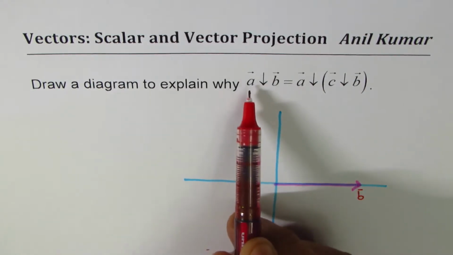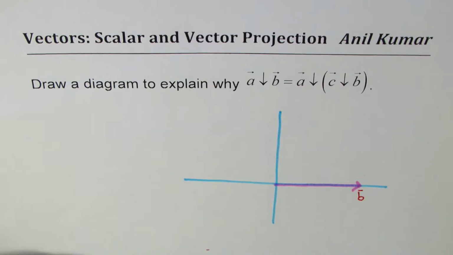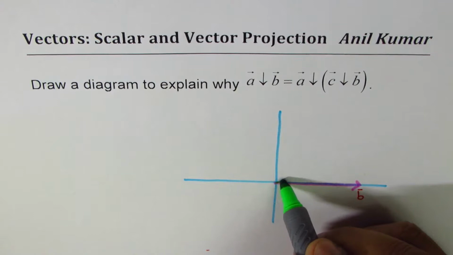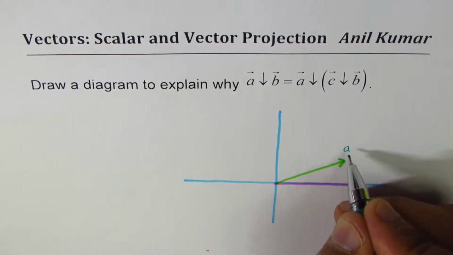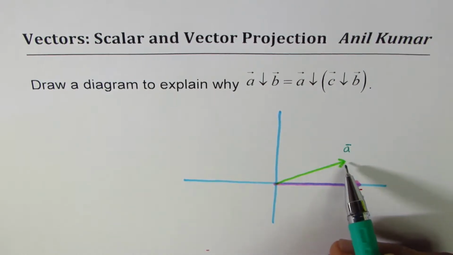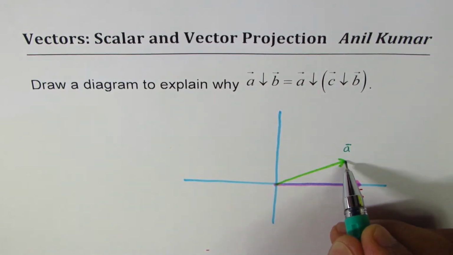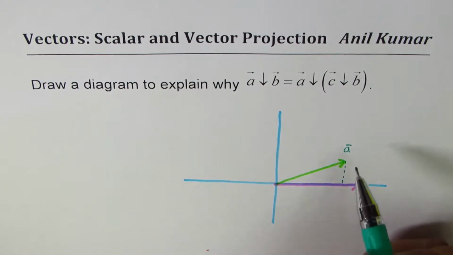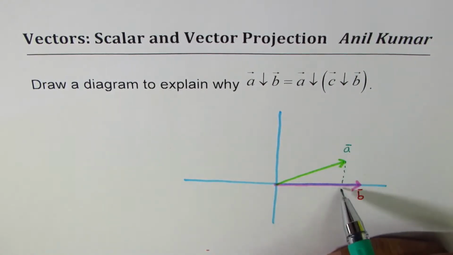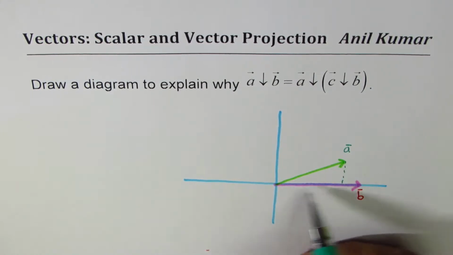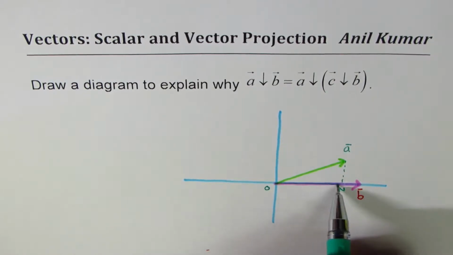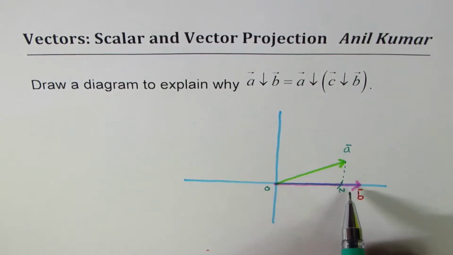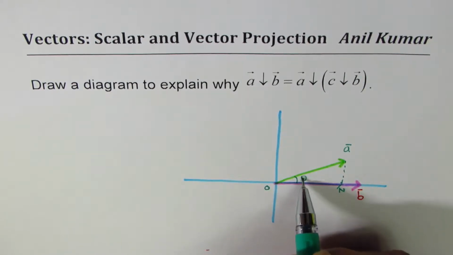Now when I say projection of vector A on B, what does it really mean? Let us say this is vector A. Now projection of vector A on B is as if you put a light here, the shadow of this falls on B, so that length, let me call this ON. So ON becomes the projection of A on B, right? Let's say this angle is theta.